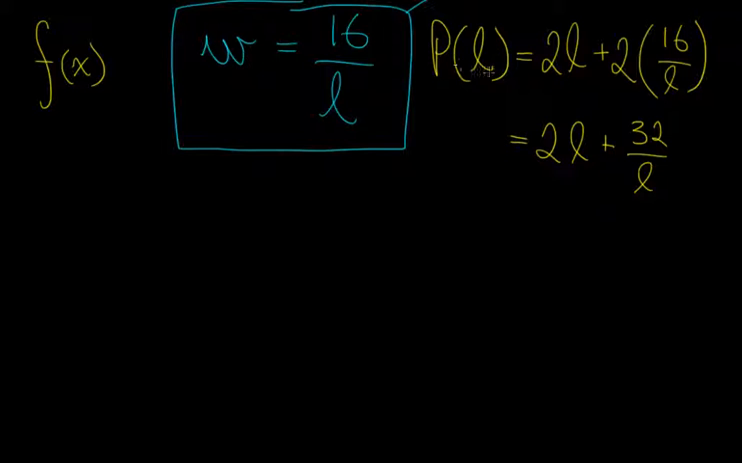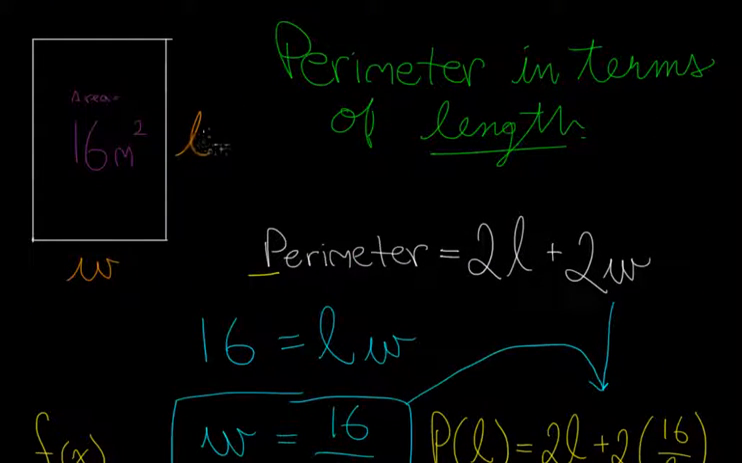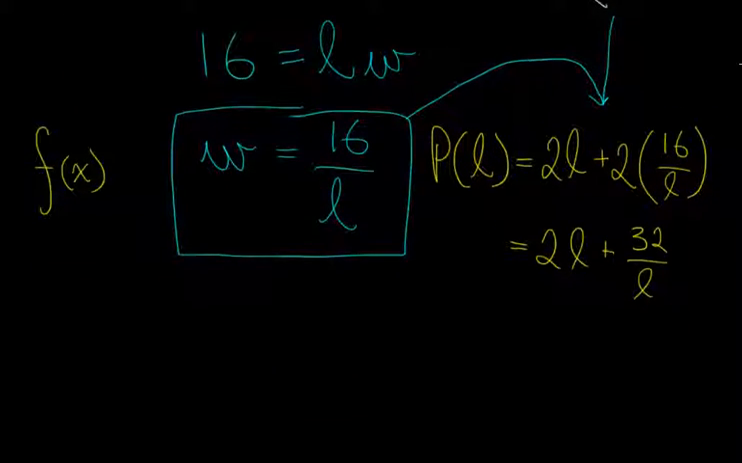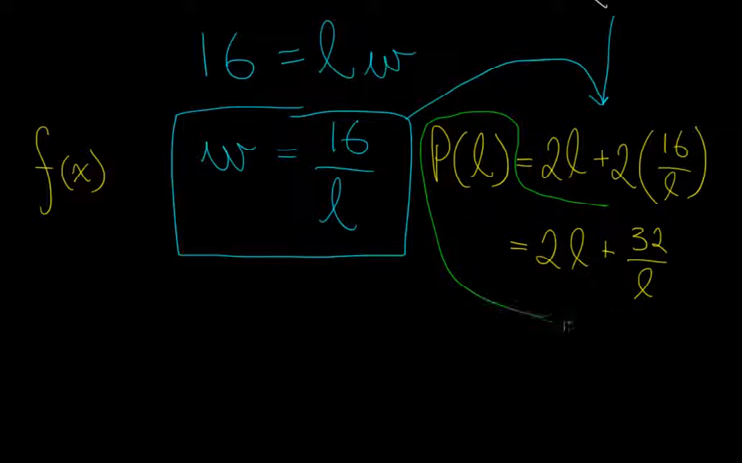Alright, so whatever you plug in for L, whatever L equals, you're going to find the perimeter. And is that all it asks us to do? A rectangle has area 16 meters squared. Express the perimeter of the rectangle as a function of the length of one of its sides. No, that's all we needed to do. So this is the answer right here.